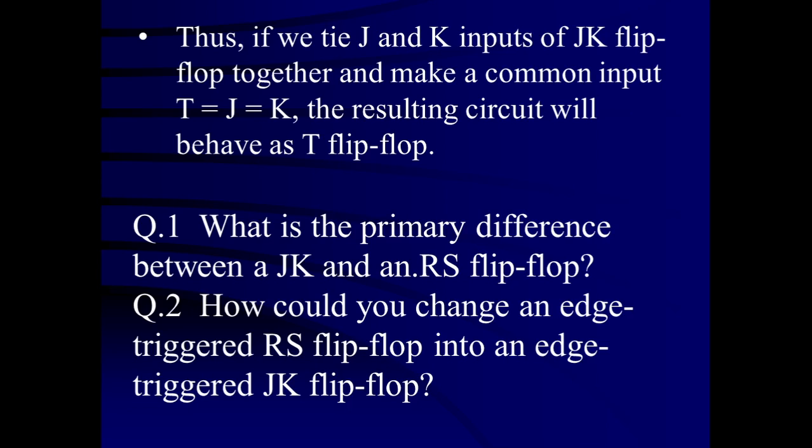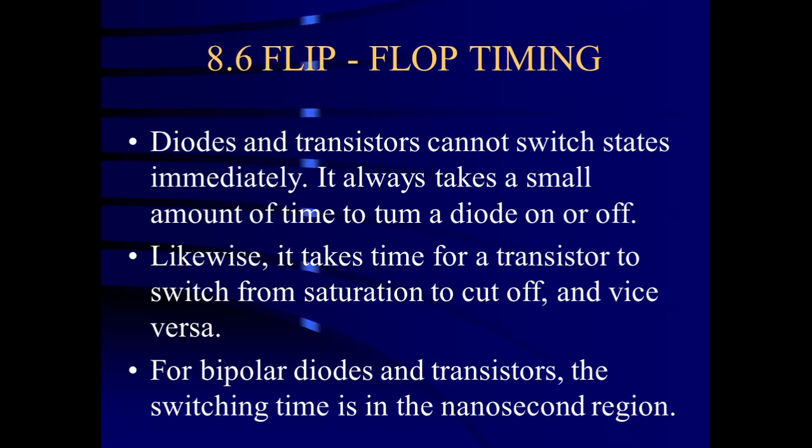How could you change an edge-triggered RS flip-flop into an edge-triggered JK flip-flop? By using cross connections of outputs to the inputs. Q is connected to one of the inputs of the lower AND gate, and Q bar is crossed over and connected to one of the inputs of the upper AND gate. That way, the clock edge-triggered RS flip-flop is converted into an edge-triggered JK flip-flop.